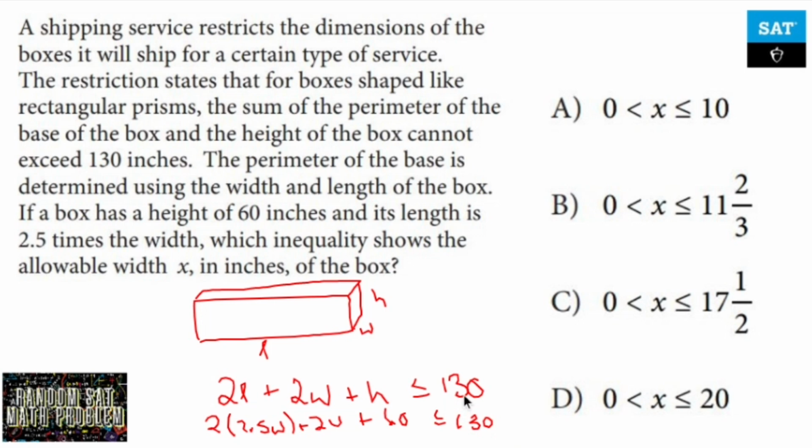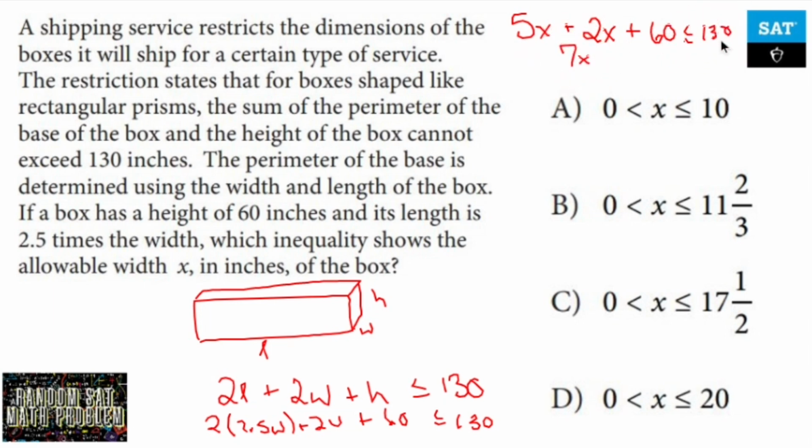Okay, which inequality shows the allowable width of the box? All right, so let's move this stuff up here. They're using x instead of w. So I'm going to rewrite that. 2 times 2.5w is now going to be 5x, plus 2w is now going to be plus 2x, plus 60 is less than or equal to 130.